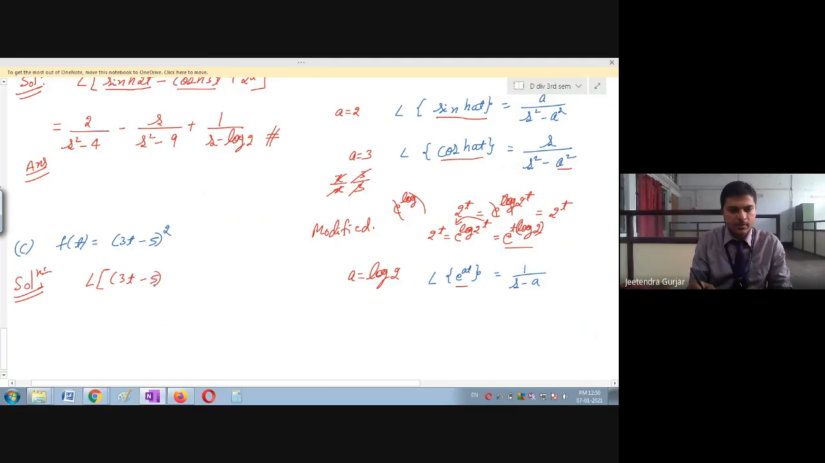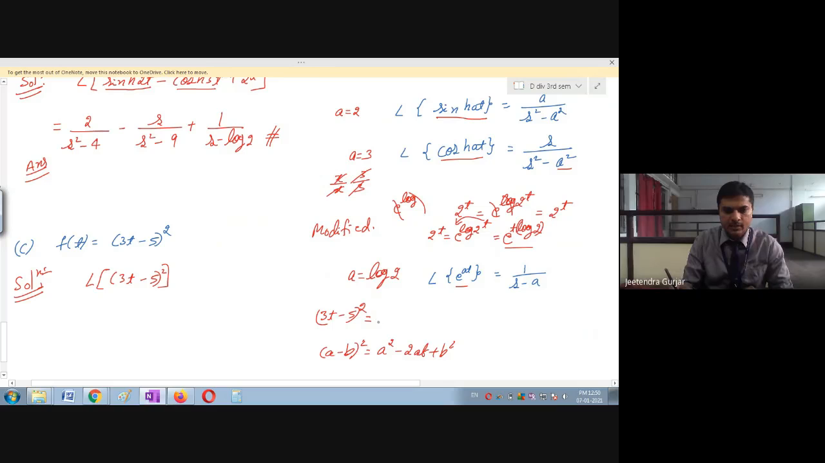3t minus 5 square. Laplace transform you are going to find, but I don't have any formula. So I will use a trick. I will modify this equation, students. Whenever it is not possible to directly solve with the formula, you are going to use some trick or modification and you will solve the example. Very well. So you can see 3t minus 5 square they have given. How can I simplify? I can use the a minus b square formula. You know already it is a square minus 2ab plus b square. Use this formula, students.